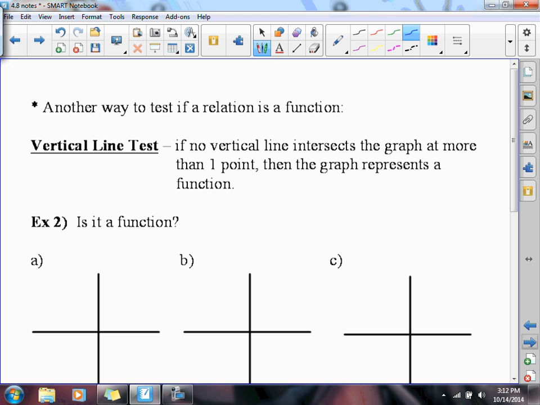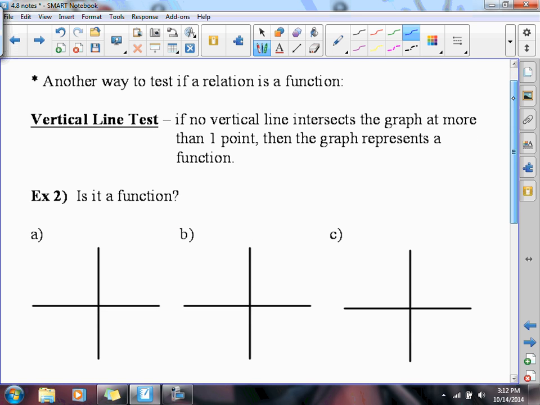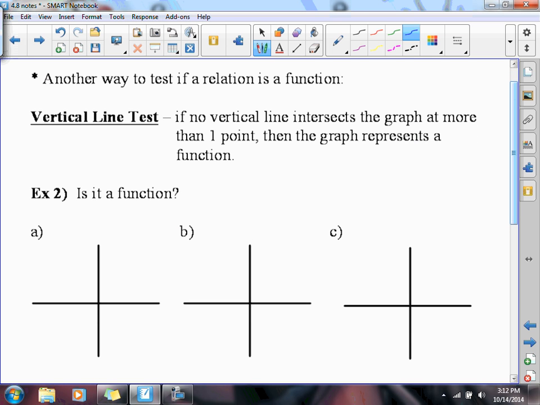Now, another way to check and see if a relation is a function is to do the vertical line test. And this works on graphs. The vertical line test is where you draw a vertical line through the graph. And if that vertical line touches the graph only at one point, then it represents a function. So that vertical line cannot touch the graph at more than one point.